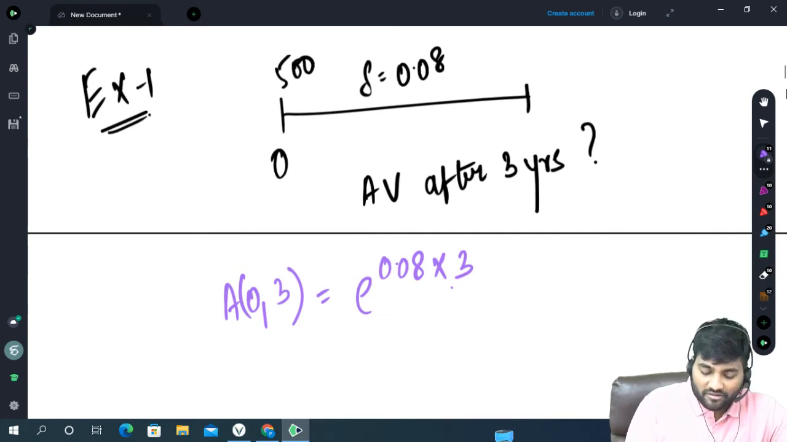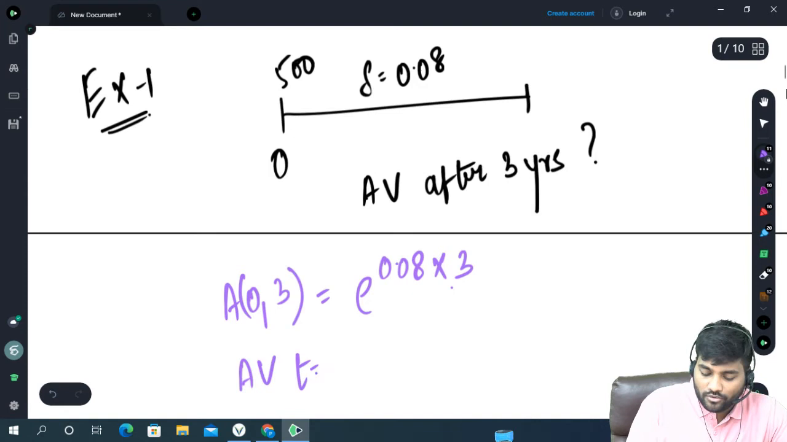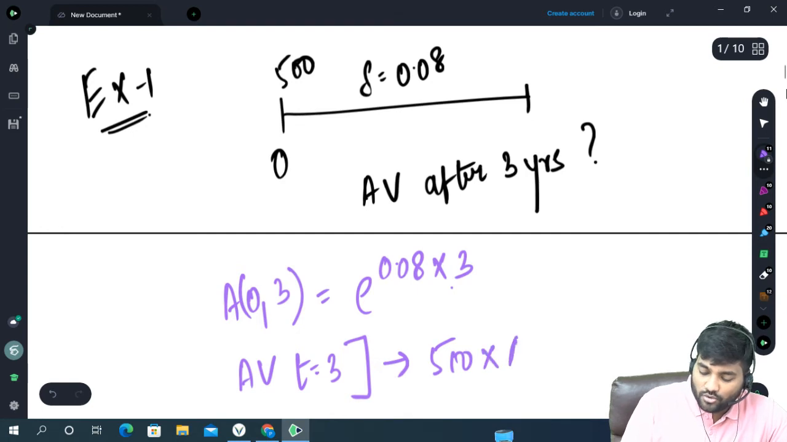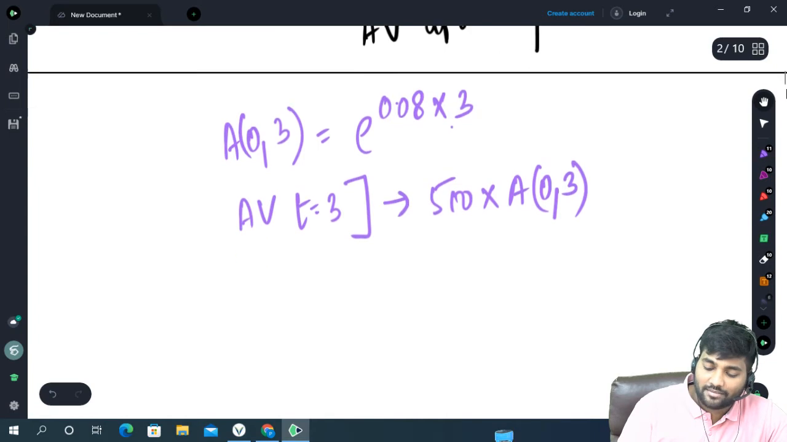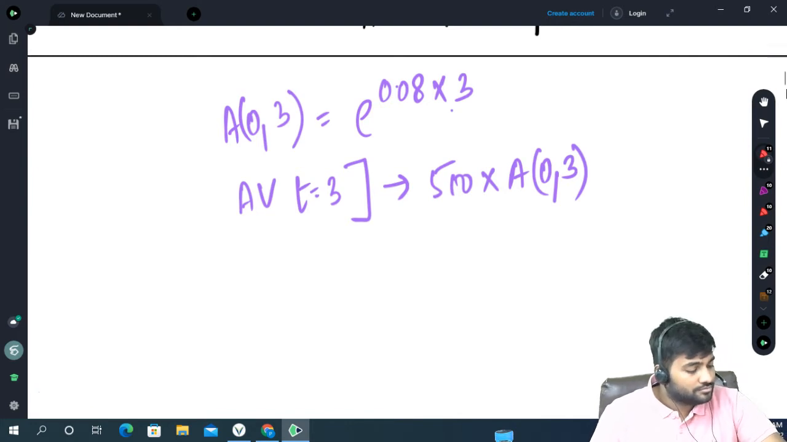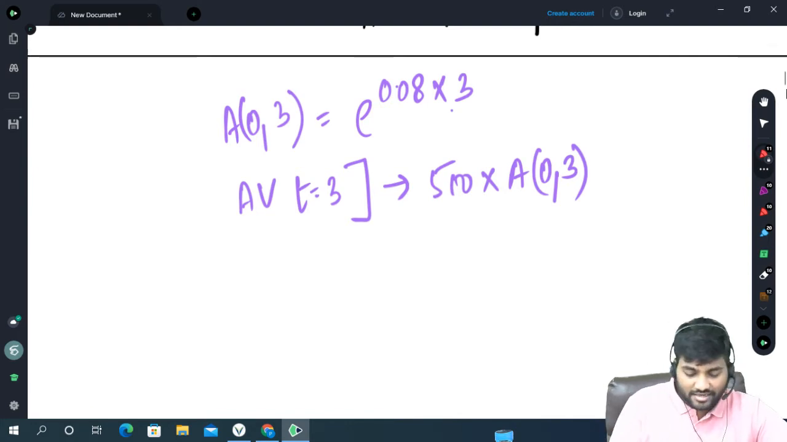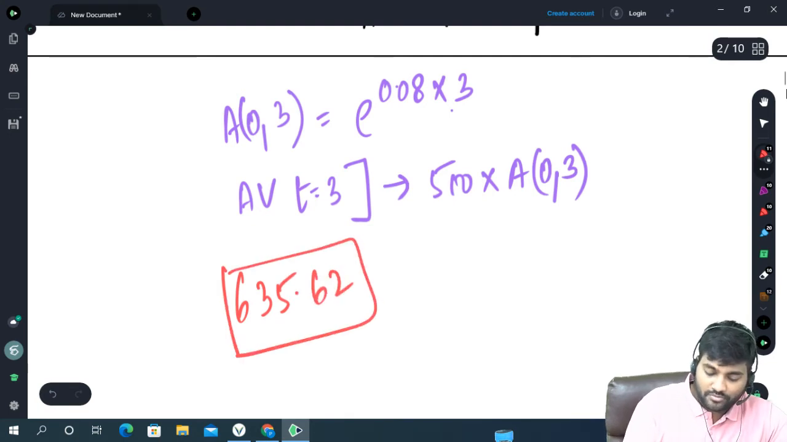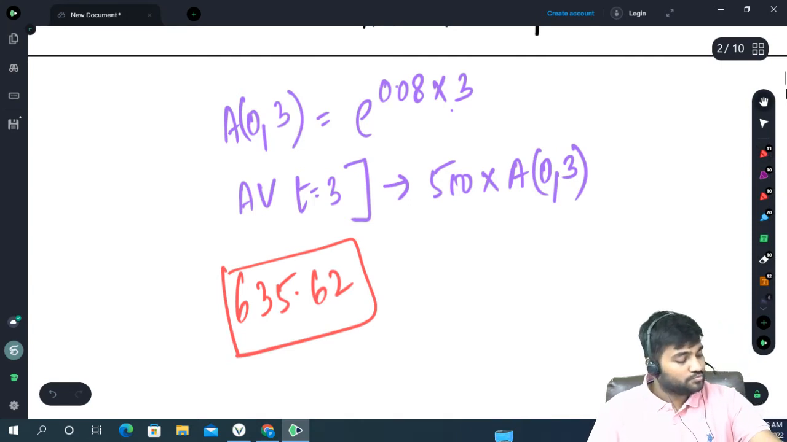And now we will calculate accumulated value at time 3. So it is 500 into A(0,3). Please calculate the accumulated value and tell me the answer. What is the final answer? 635 is the correct answer. 635.62.